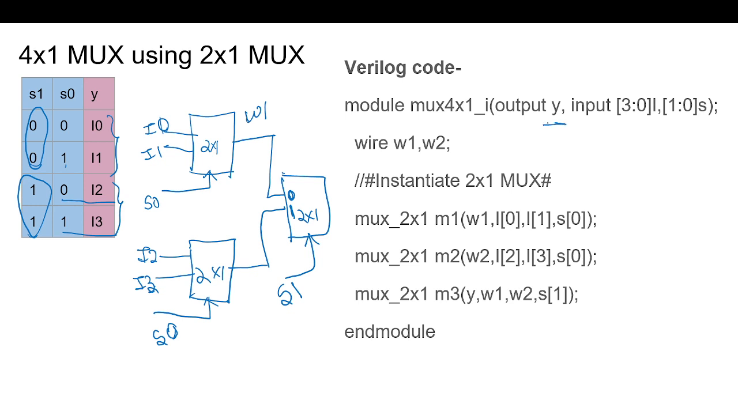So for this we need one output, four inputs, two select lines, and two wires. One wire is for the first multiplexer output, and another for the second multiplexer output. First multiplexer inputs are I0, I1, select line is S0. Second multiplexer I of 2, I of 3, and then S0. And the third multiplexer output is Y, inputs are W1, W2, and the select line is S of 1. So this is a 4x1 multiplexer using 2x1 multiplexers.